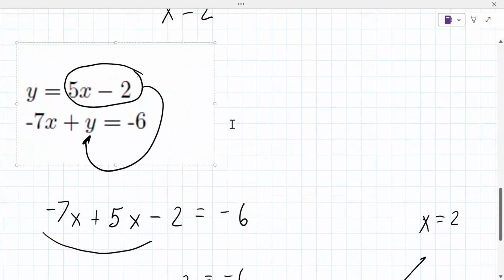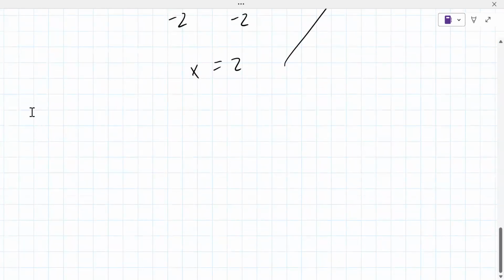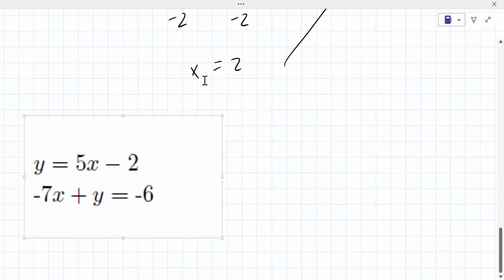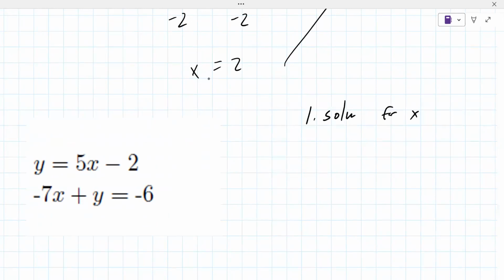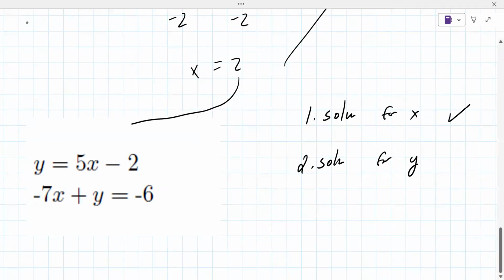Okay, now there's another part to this. I'm going to grab the system here. You not only solve for x, you also have to solve for y. So the first thing you do is you typically solve for x, which is what we just did. But then you also solve for y. Which equation do you think we should use to solve for y? We're going to use the x value in the first equation.